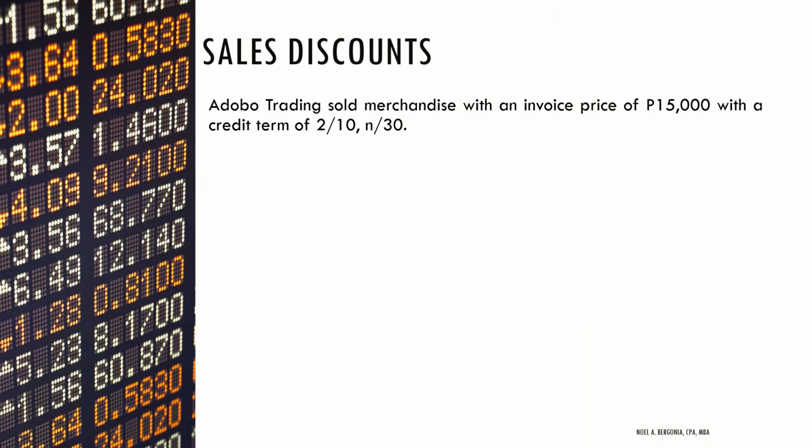So now let's talk about specifically for sales discount on the perspective of the seller. Okay, so let's have this example. Adobo Trading sold merchandise with an invoice price of 15,000. So invoice price na po with a credit term of 2 over 10 and over 30.